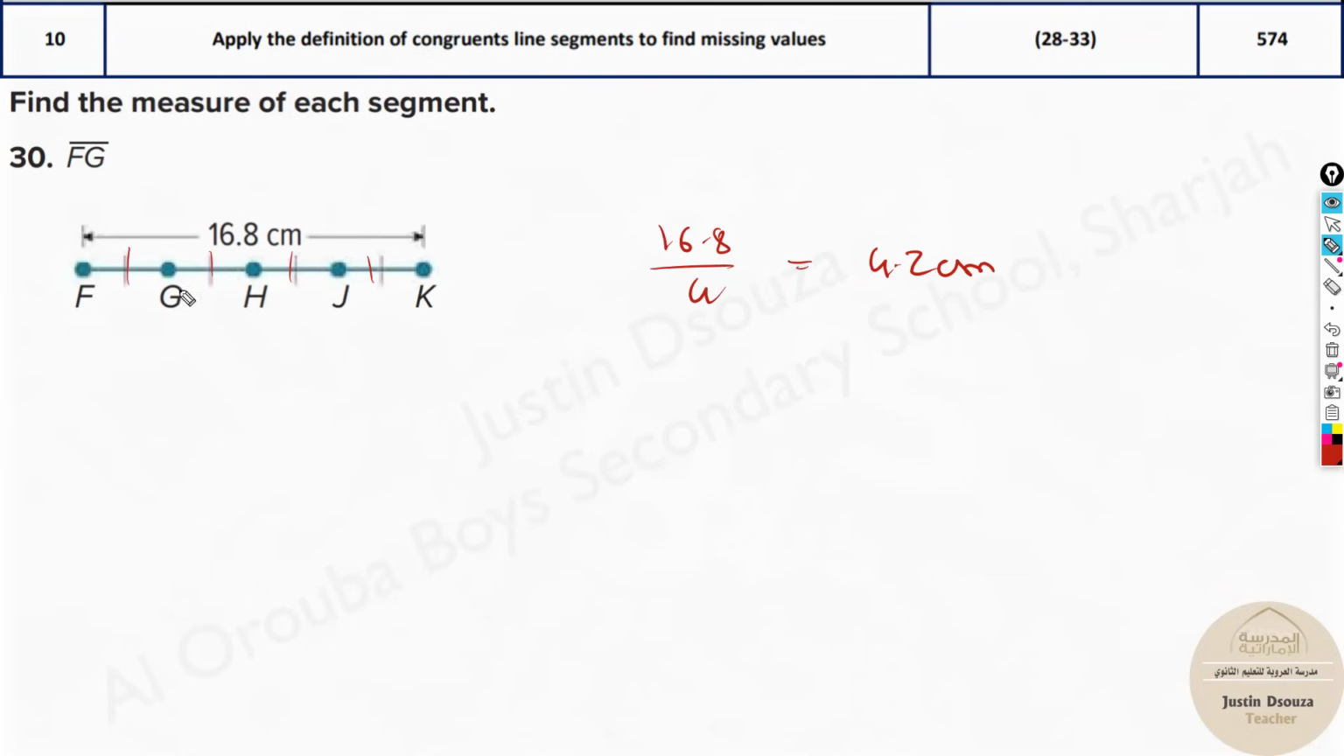Otherwise, you know this is all equal. So consider this to be x, x, x and x. Add them all up. x plus x plus x plus x, that is 4 times x, will be equal to 16.8.